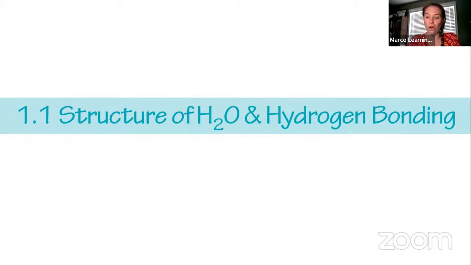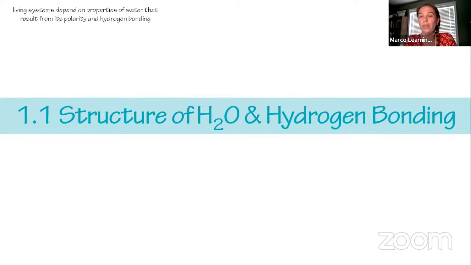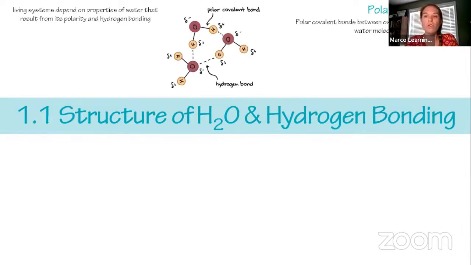So 1.1 is on water. We need to think about how water and its polarity works with hydrogen bonding, and what the structure of water is. Well, water is polar because it has polar covalent bonds. If you remember back to chemistry, a covalent bond means it's sharing valence electrons, and a polar covalent bond means there's an unequal sharing. The oxygen is more electronegative than the hydrogen, which means it pulls the electrons closer to it, making the oxygen partially negative and the hydrogen partially positive.